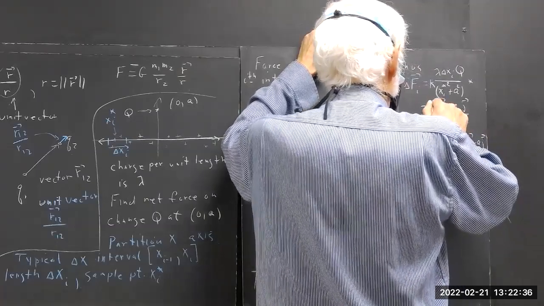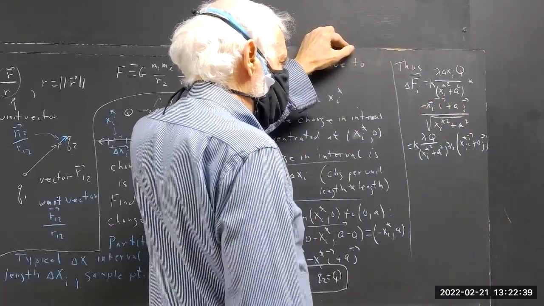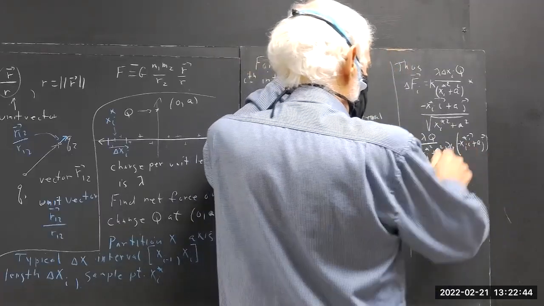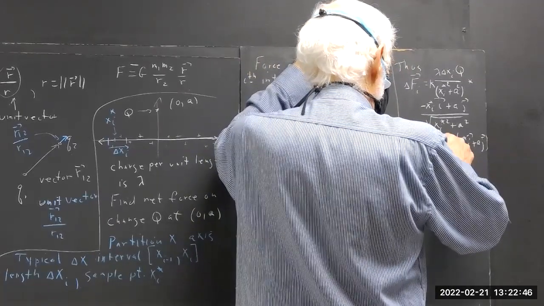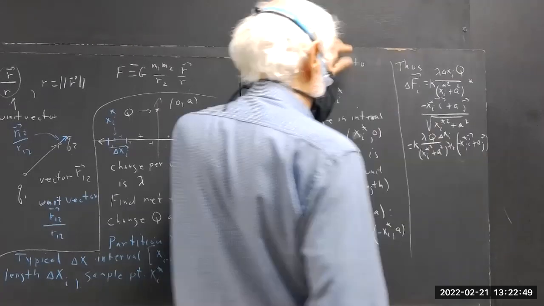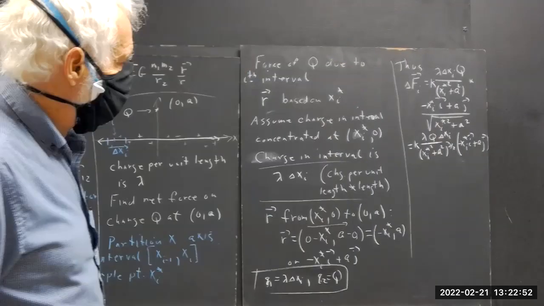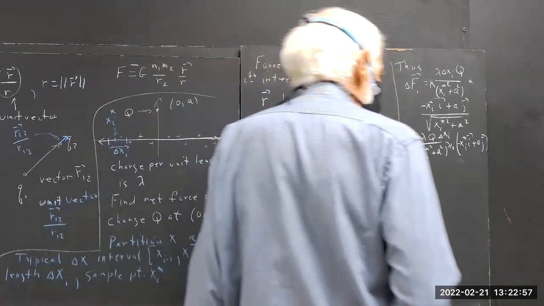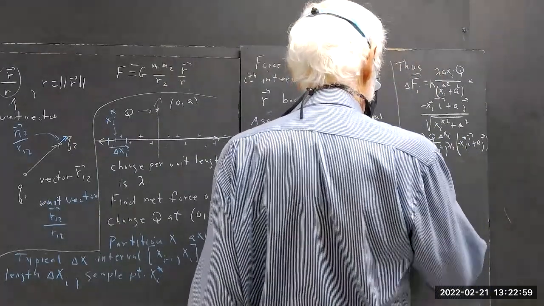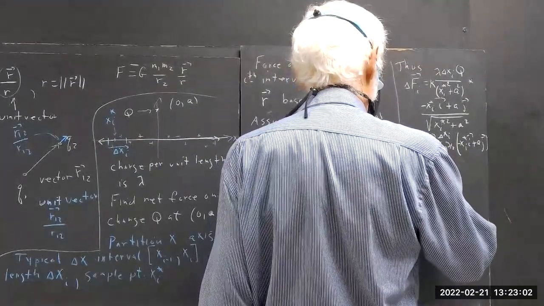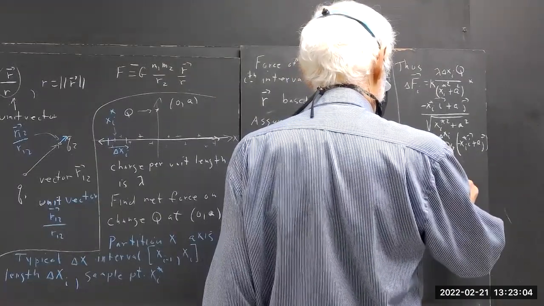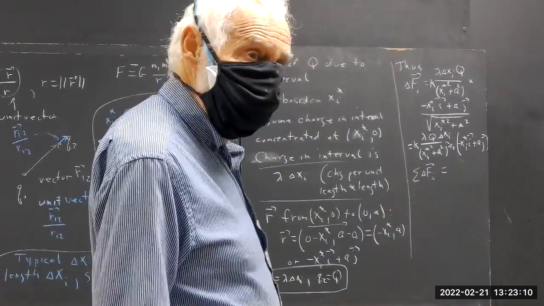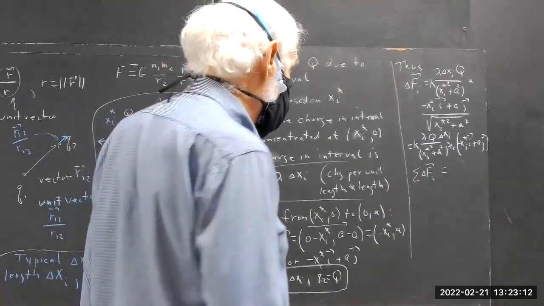Times xi star I, negative xi star I, plus aj. I was going to write my delta xi out at the end, but I don't have room. Okay. So the sum of your delta Fi is what?